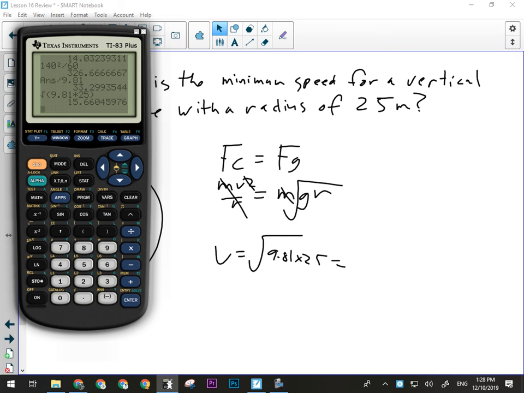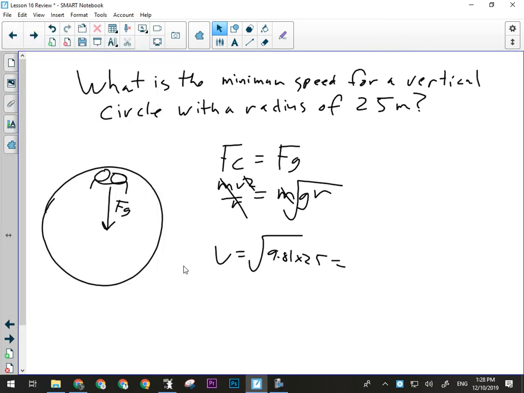All right? 16 meters per second. Okay, so minimum speed is actually one of the easiest types of vertical circular motion questions. Right, Gavin?